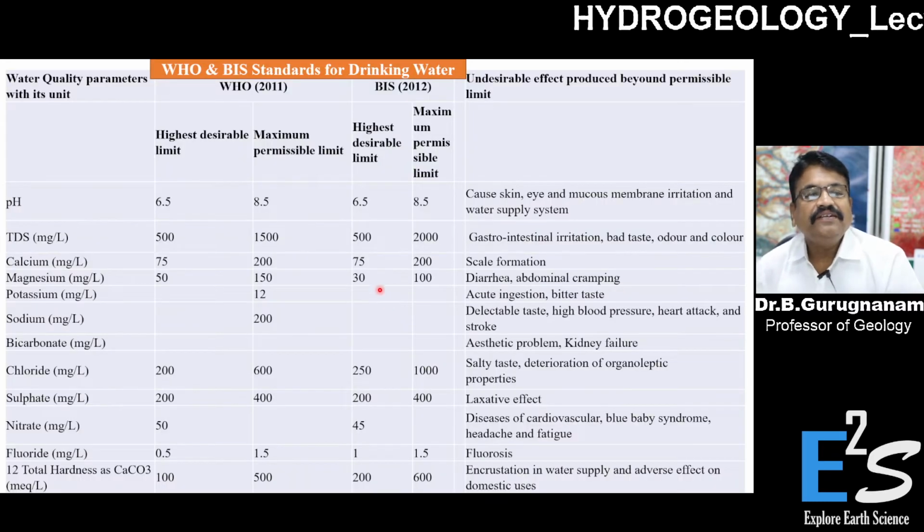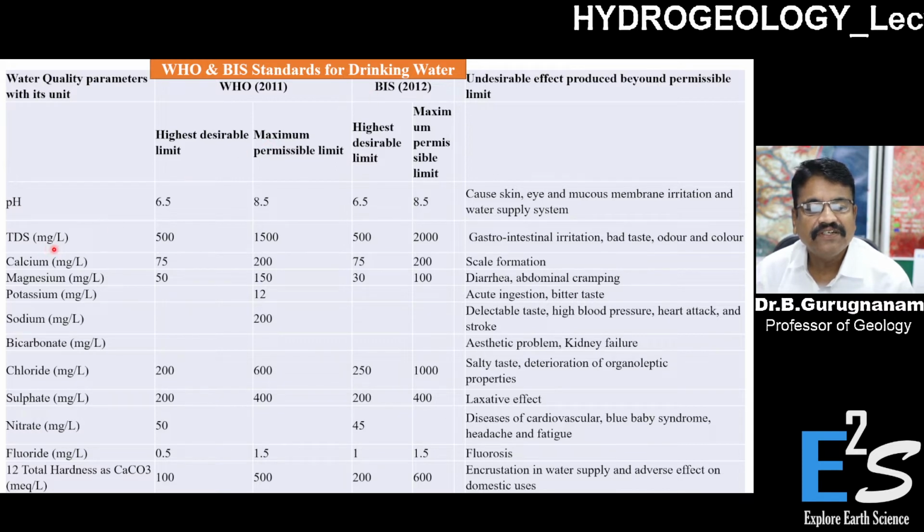Based on that, the World Health Organization in 2011 and the Bureau of Indian Standards in 2012 have given, for a set of standard physical and chemical parameters, the limits that can be used: the highest desirable limit and the maximum permissible limit. Look at that, it is almost the same. Few parameters vary slightly. So pH, if you take up to 6.5, we can use. That is the highest desirable, and the maximum, in case it is slightly high, up to 8.5 you can use. So this is the limit for both WHO and BIS.